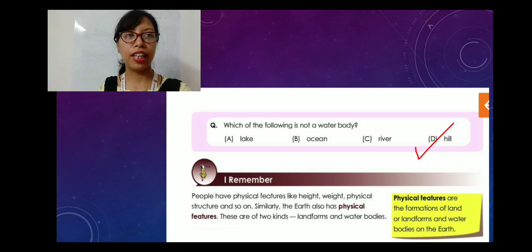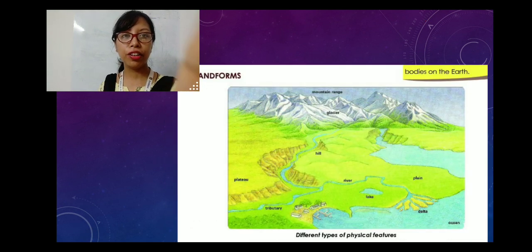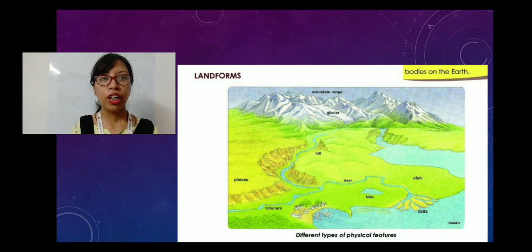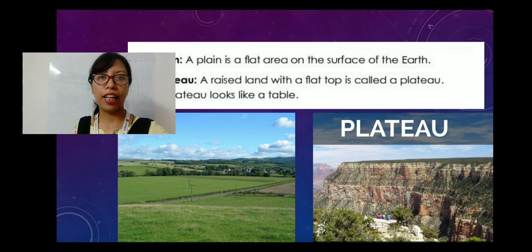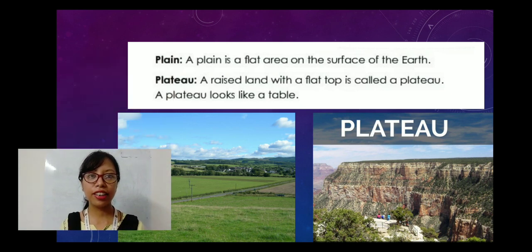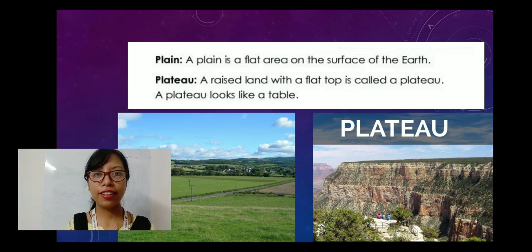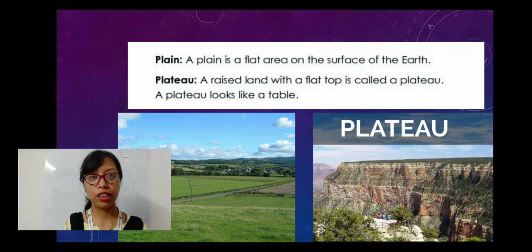Let's move towards the next slide. Here you can see a picture from a book which shows the different types of physical features. We are going to study them in detail later in the discussion. Now let's move towards the next one. As you can see here, let's start discussing the different types of physical features. The first one we will be studying is the landforms. Then we will go to the water bodies. But today we are going to study only the landforms.